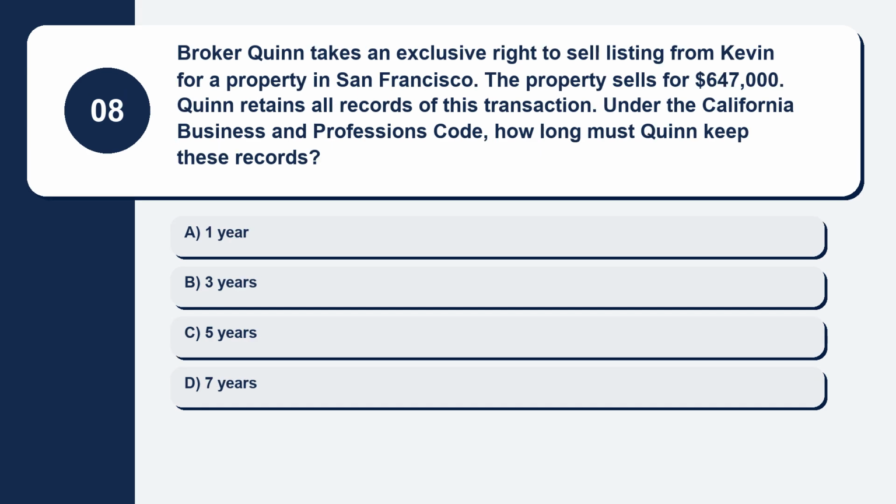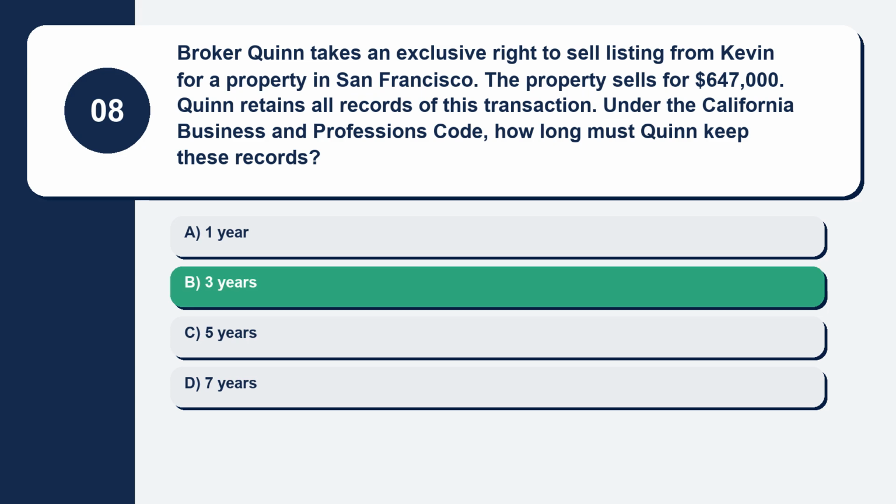Question 8. Broker Quinn takes an exclusive right to sell listing from Kevin for a property in San Francisco. The property sells for $647,000. Quinn retains all records of this transaction. Under the California Business and Professions Code, how long must Quinn keep these records? Here are your options. Option A, 1 year. Option B, 3 years. Option C, 5 years. Option D, 7 years. The correct answer is option B, 3 years.